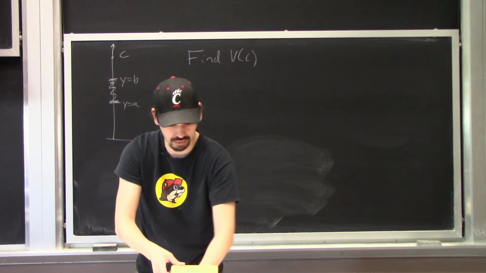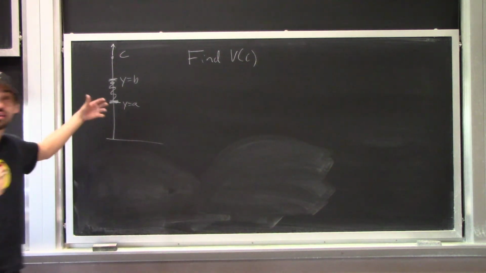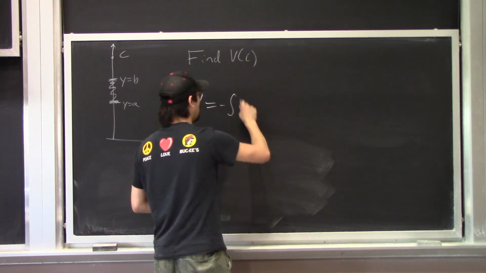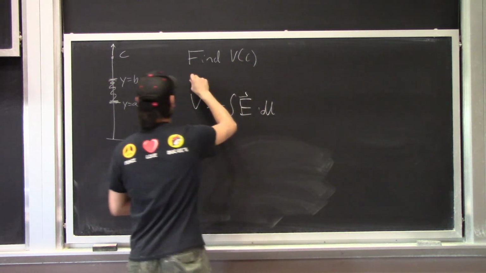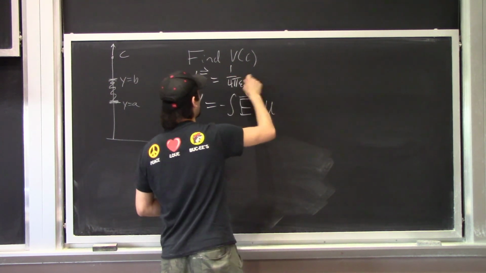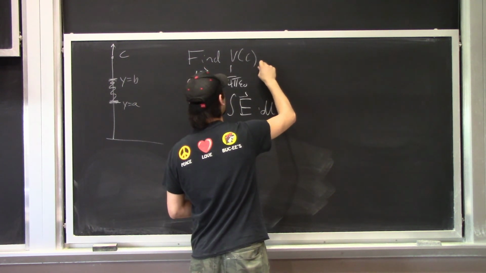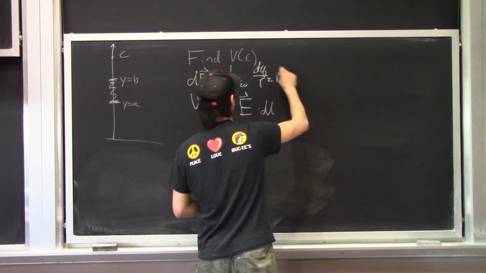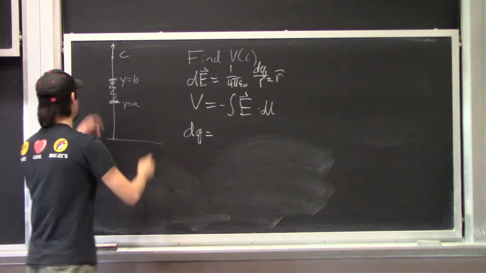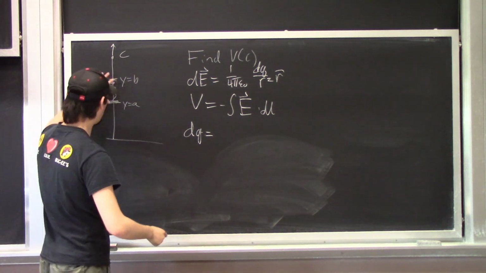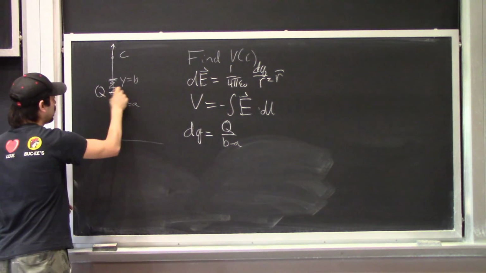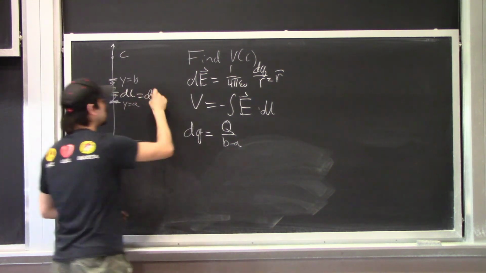Okay. So the way that a lot of you went about it, which is not an incorrect way to do it, you just need to be very careful with it, is to first find the electric field and then find V by saying V is equal to the negative integral of E dot dl. So first we would do dE is equal to 1 over 4 pi epsilon naught dq divided by r squared times r hat. And we've done plenty of these, so we can do this really quickly. So dq in this case is going to be the total charge, I'll just say some capital Q, divided by the distance. And so this is going to be Q divided by B minus A times the infinitesimal length here, which is dl equals dy. So this is dy.